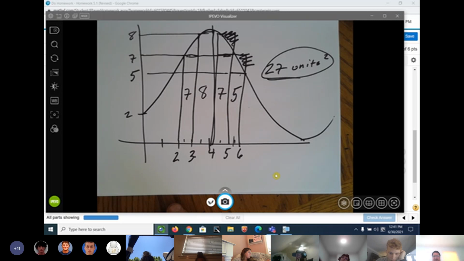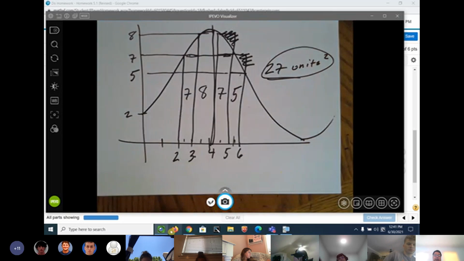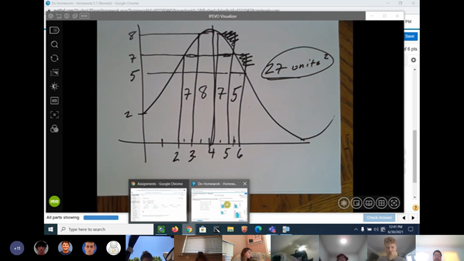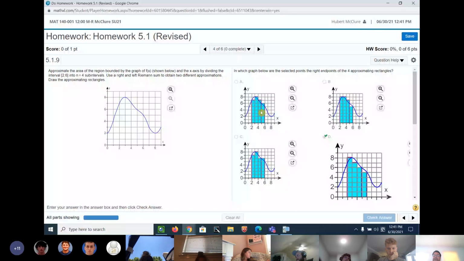Right, the excess is on the left. Left, the excess is on the right. And you see it better with their drawing because their drawing shows it the way it's supposed to be. There it is. If the left endpoints, the excess is on the right. The right endpoints, the excess is on the left. Right, there it is right there.